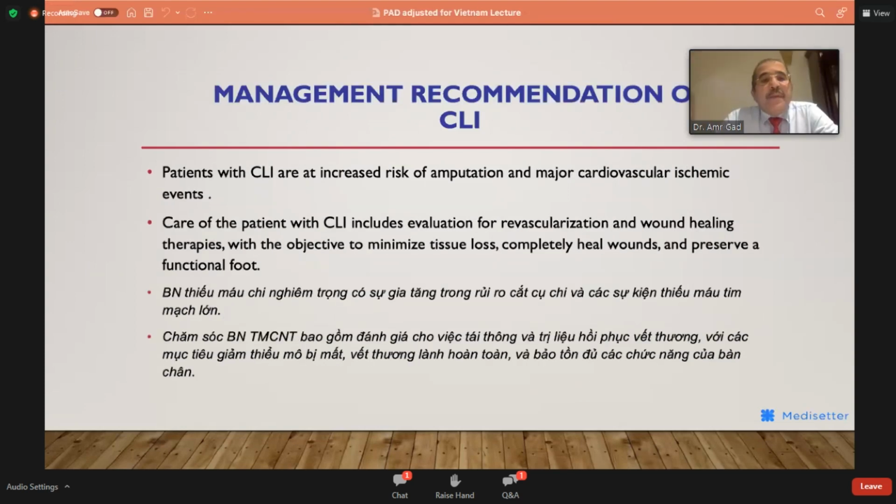Regarding critical limb ischemia, we have to interfere from the start. There is an option for endovascular treatment and there is an option for surgery accordingly.